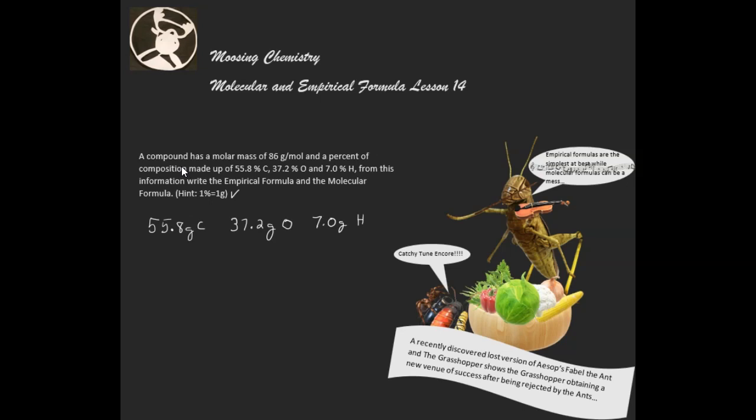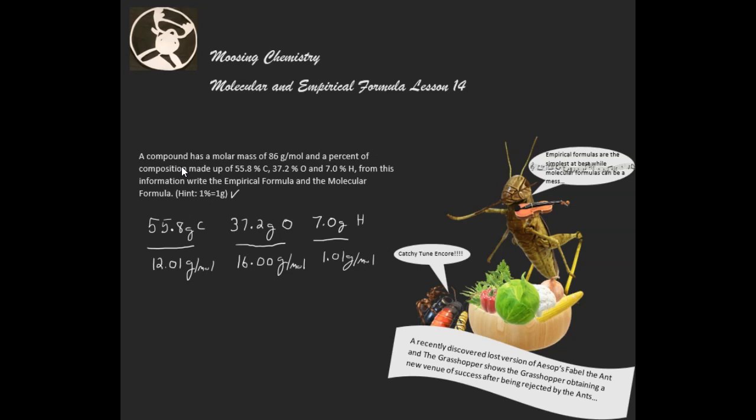So we have to look at how many grams per mole each of these elements have. We look on the periodic table, and carbon has 12.01 grams per mole. Oxygen, on the other hand, says 15.99 grams per mole, but to make it simple, we'll just call it 16.00 grams per mole. And then last but not least, hydrogen has 1.01 grams per mole.